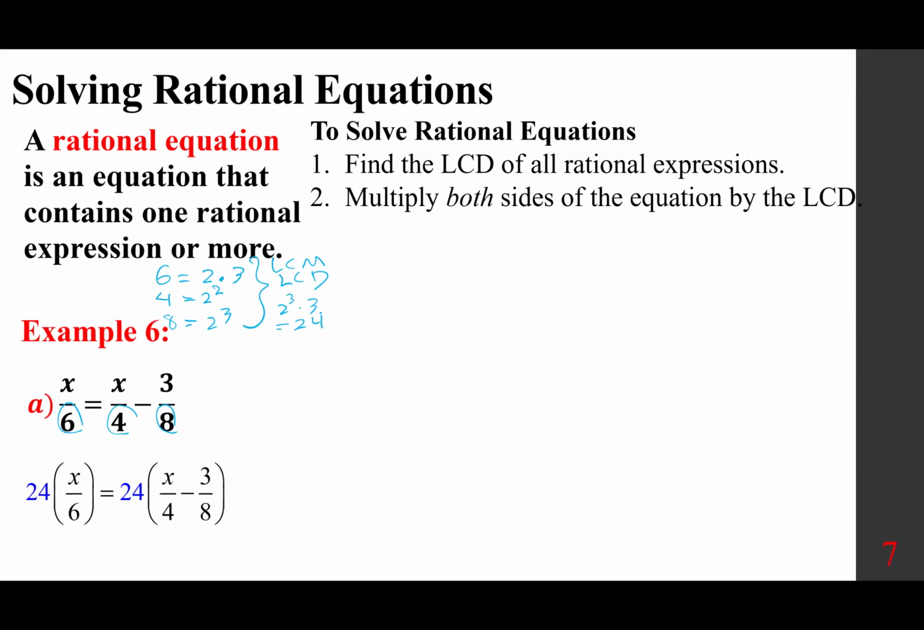All right, when we do that, this goes away and this becomes 4. For this one, when you multiply by this, 24 cancels out the 4, and you get 6x. When you multiply it by this one, 24 cancels out the 8, and you get minus 3 times 3. And so that's what we get.